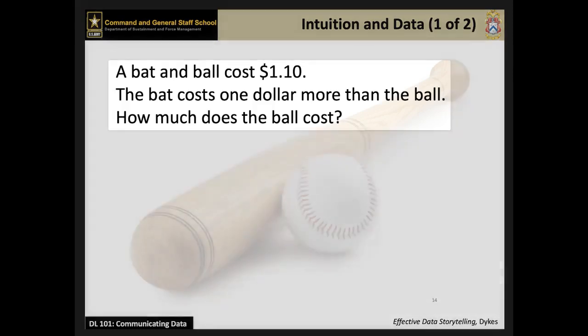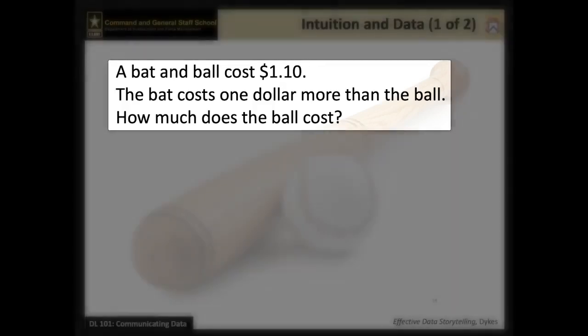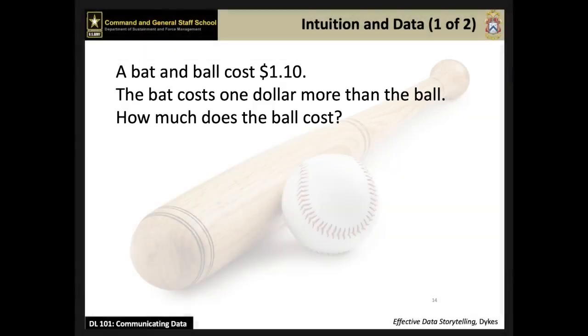Take a minute to consider this problem. A bat and a ball cost $1.10. The bat costs $1 more than the ball. How much does the ball cost? If the first thing that popped into your head was 10 cents, well then congratulations, your System 1 thinking is working just fine. Let's analyze this problem a little bit closer.